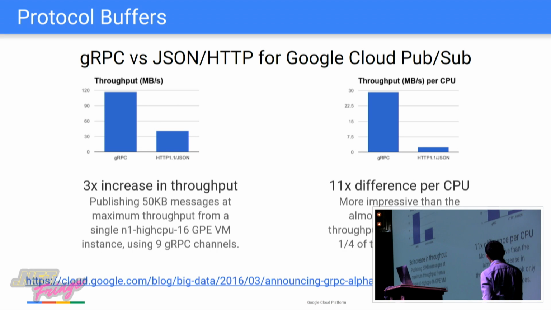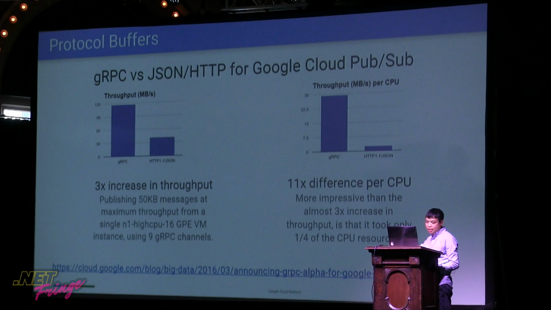Google Cloud PubSub service exposes both REST API and gRPC API. They did an analysis. It has a 3 times increase in throughput and an 11 times difference per CPU. That performance improvement is significant.